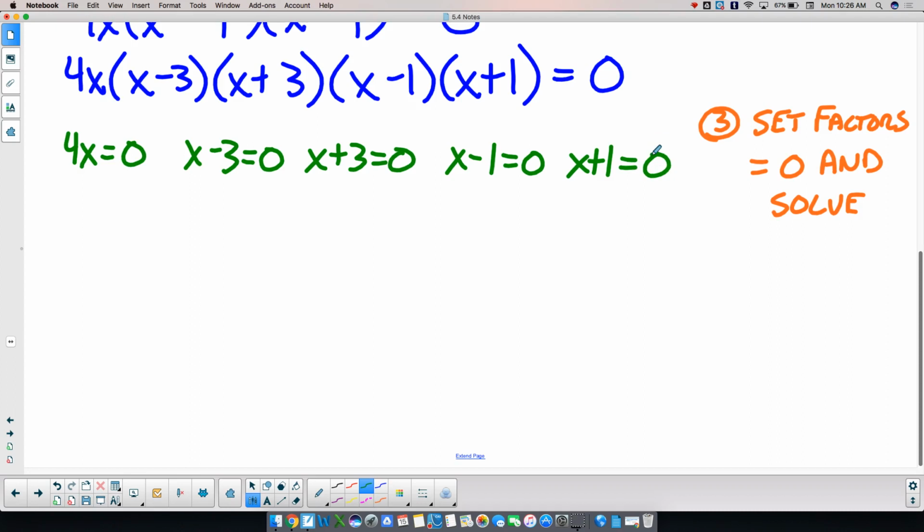First one, x is equal to 0. Second one, x is equal to 3. Third one, x is equal to negative 3. Fourth one, last one. How many answers did we get? How many answers were we supposed to get? 5, right? Yeah. So we got them all.